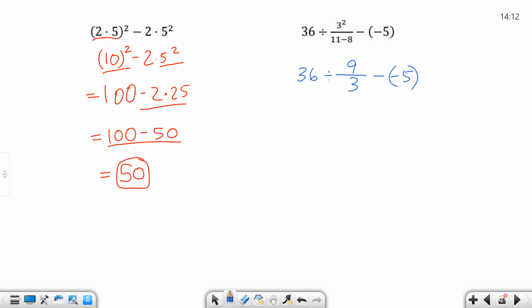But I mentioned that being a new term, so if you see what happens and already know the sign, that's fine. So this is going to be 36 divided by 9 over 3, which is 3. And then I'm going to put minus a negative 5, but really you want to simplify it down to one term or one sign. We're going to say this is 36 divided by 3, and then minus a negative is really positive, so it's going to be plus 5.